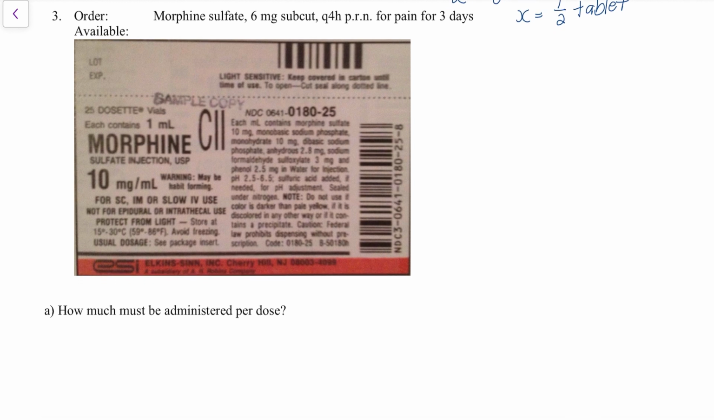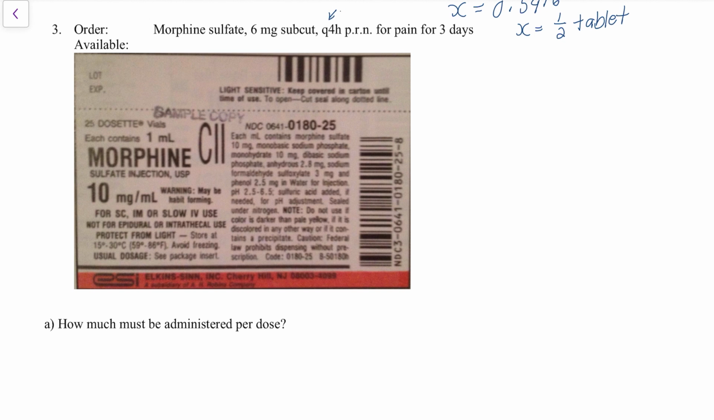Okay, last one here. I want you to pause the video, try this one out, and then start up the video again when you're ready. You're looking at per dose, per day, and for the course of the treatment. Okay, so ordered is a morphine sulfate, 6 milligrams subcut, which means that it's going to be used in an IV. Q4H means every 4 hours. As needed for pain for 3 days.